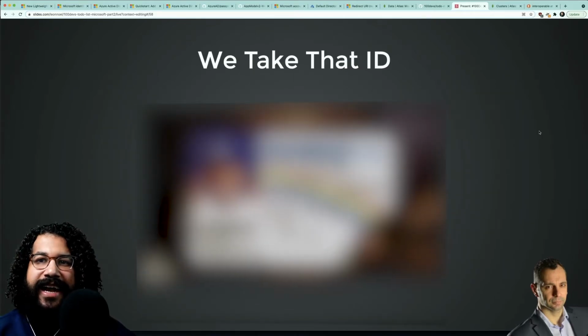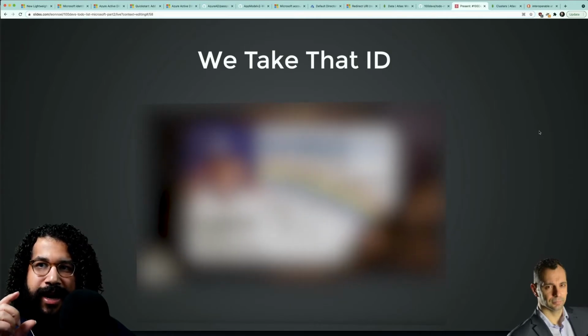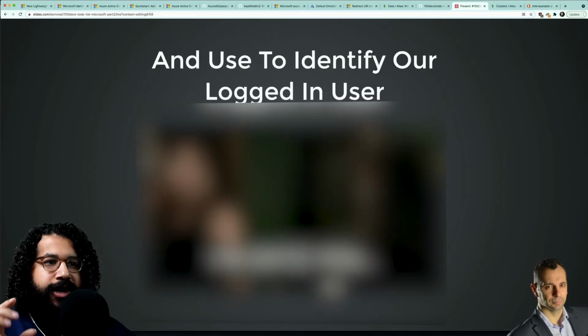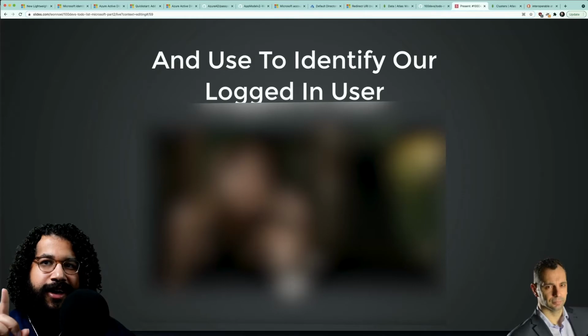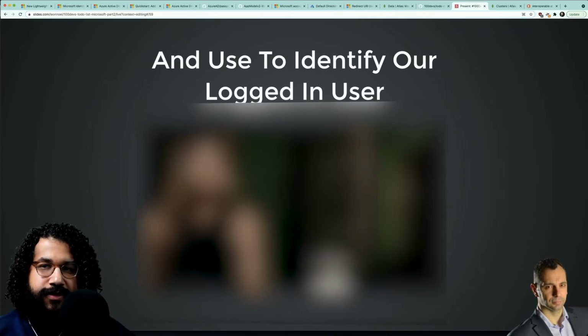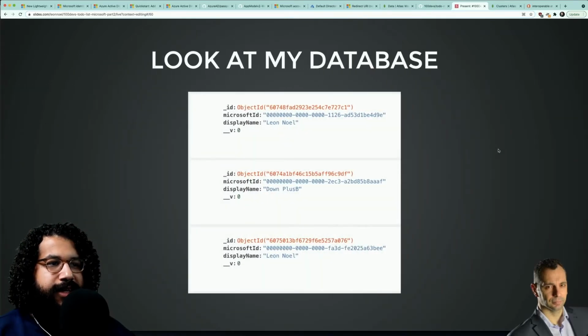We're going to take that ID, that OID that Microsoft gave us, and we're going to use it to identify our logged in user. And so once I'm able to do that, you can look at my database and you can see that I stored the IDs that I got back from Microsoft. And so this is how I'm going to know which one of my users are logged in currently, based off of that ID that Microsoft gave me in the goods.